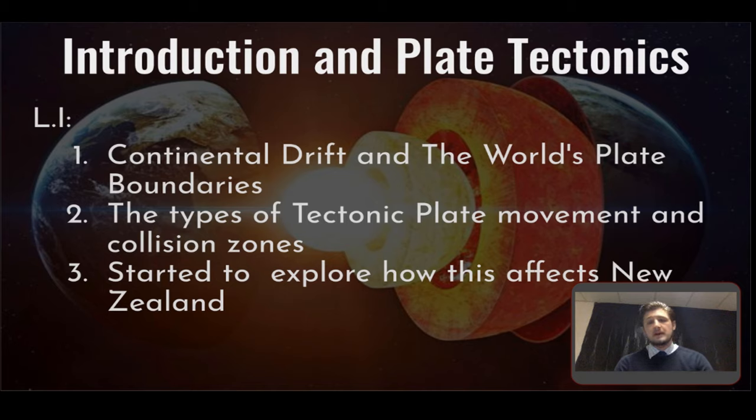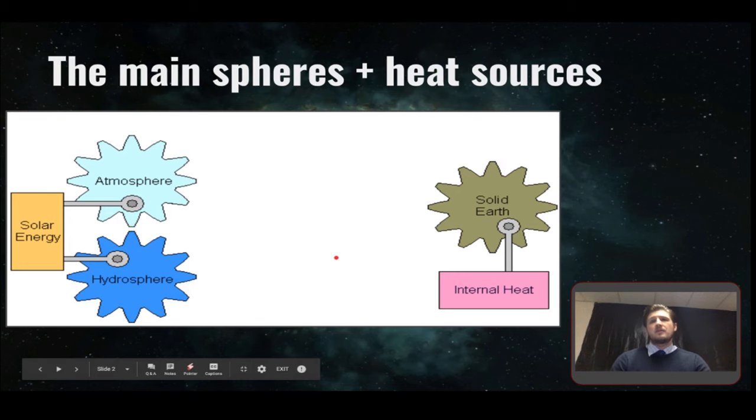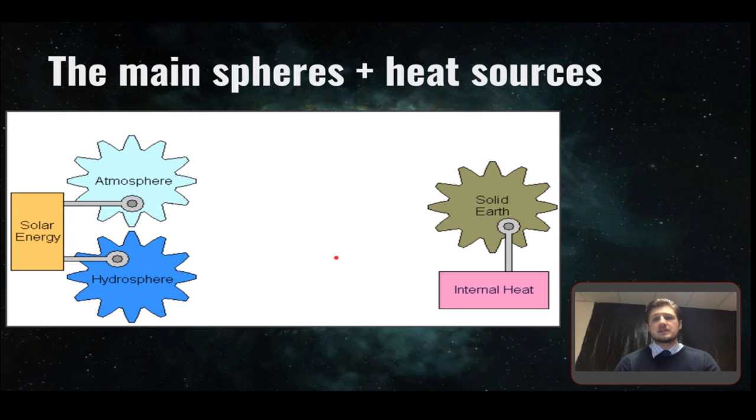So, before we start, here's a little brief introduction of a few of the things that we've already covered and how they all link together. So, here we've got some cogs, and each cog represents a different sphere or element of our planet. Now, the two main elements of our planet, we've obviously got the geological side of things, the Earth side of things, and the stuff that surrounds that rock and landmass and oceans, which is our hydrosphere and atmosphere. Now, all of these will eventually link and affect each other in interesting ways.